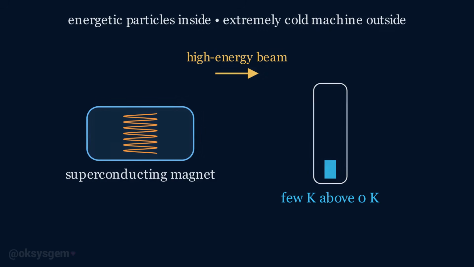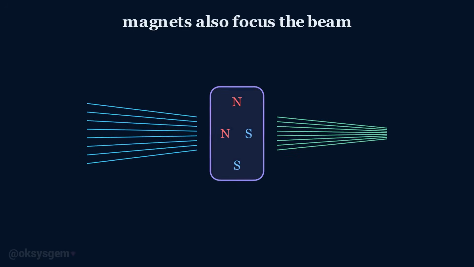The main LHC magnets operate at temperatures only a few degrees above absolute zero. So while the proton beam carries enormous energy through the middle of the accelerator, parts of the surrounding machine are simultaneously colder than most of outer space.